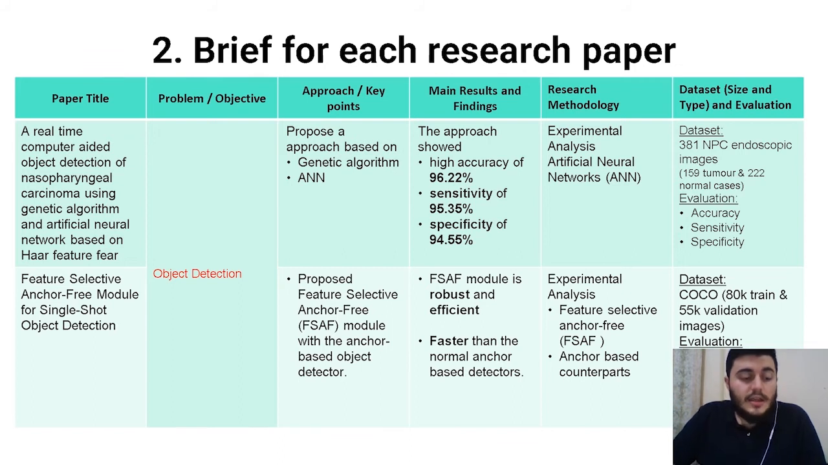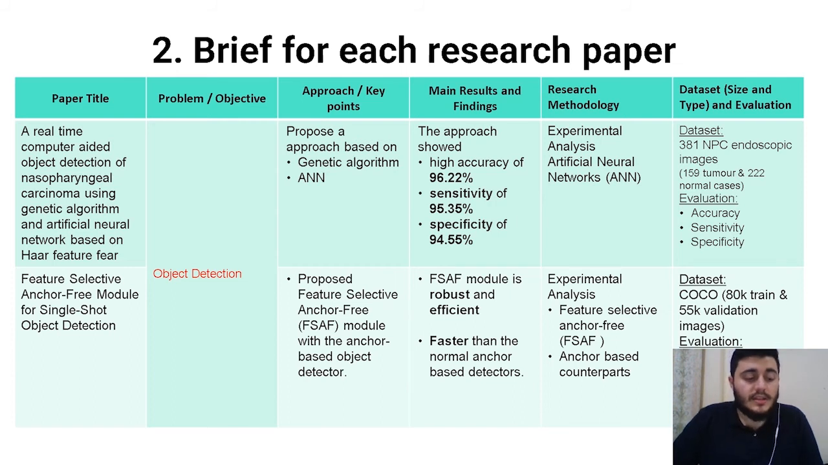Experiments show that the ANN classifier achieves a high accuracy of 96.22%, a sensitivity of 95.35%, and a specificity of 94.55%. Now, for the second paper on the slide, the primary issue was the limitation of conventional anchor-based detection due to heuristic-guided feature selection and overlap-based anchor sampling.